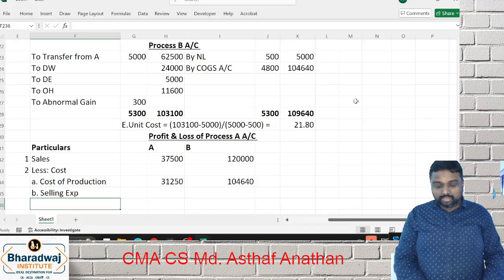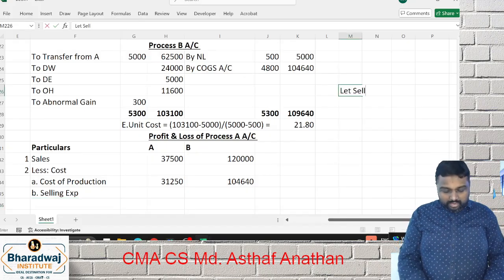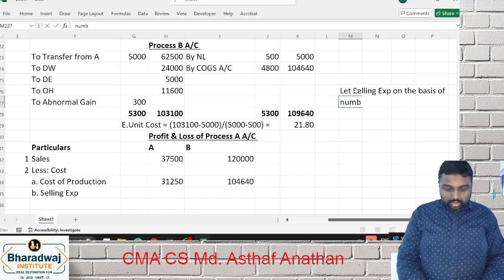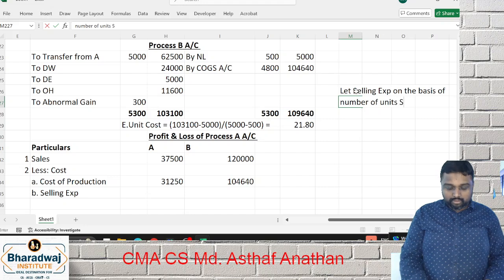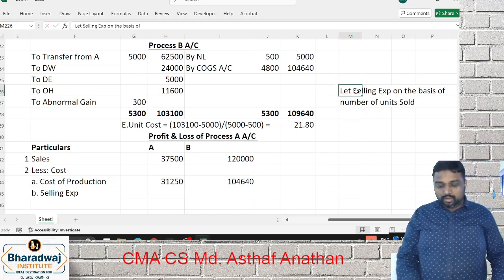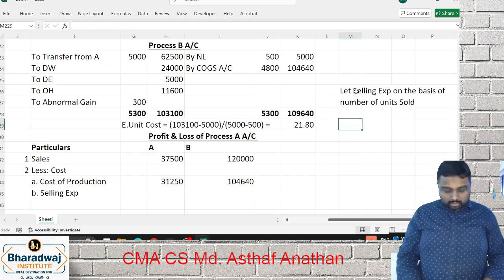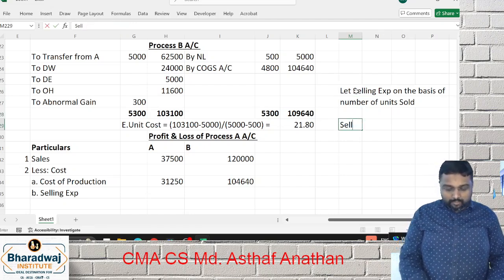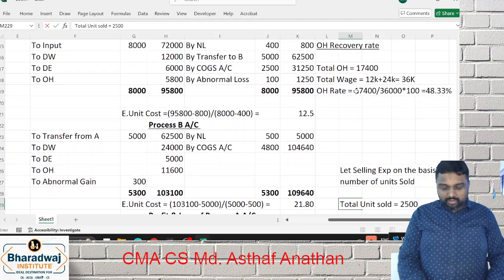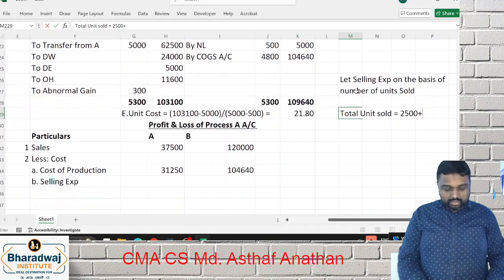We can go with our own assumption. Let selling expense be on the basis of number of units sold. You can take a different way: on the basis of number of units sold, or on the basis of cost of goods sold. Both are fine. On the basis of number of units sold, what will the selling expense be? Total units sold will be 2,500 here and 4,800 here.